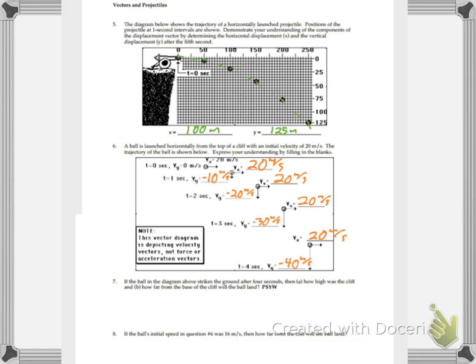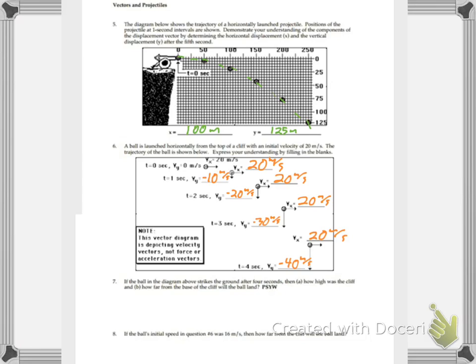So if the ball in this diagram has struck the ground after 4 seconds, how high was the cliff? And then how far from the base of the cliff will it land? We'll go ahead and do part B because that one is a little bit easier to do.